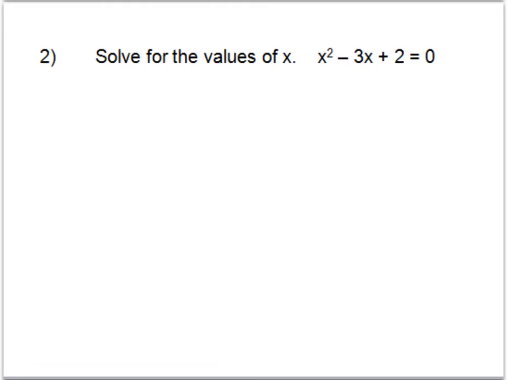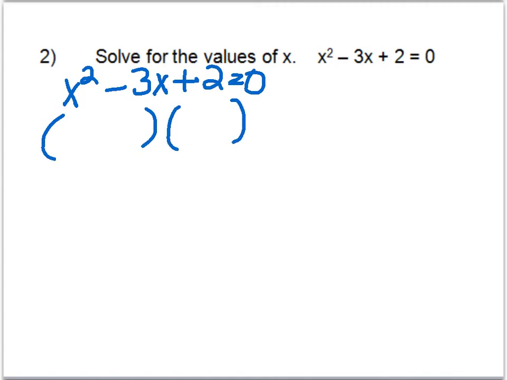For example number 2, they're asking us to solve for the values of x. So there are multiple roots where the value of x is equal to 0. So we're going to factor this polynomial, this quadratic, into 2 binomials before we solve for x.